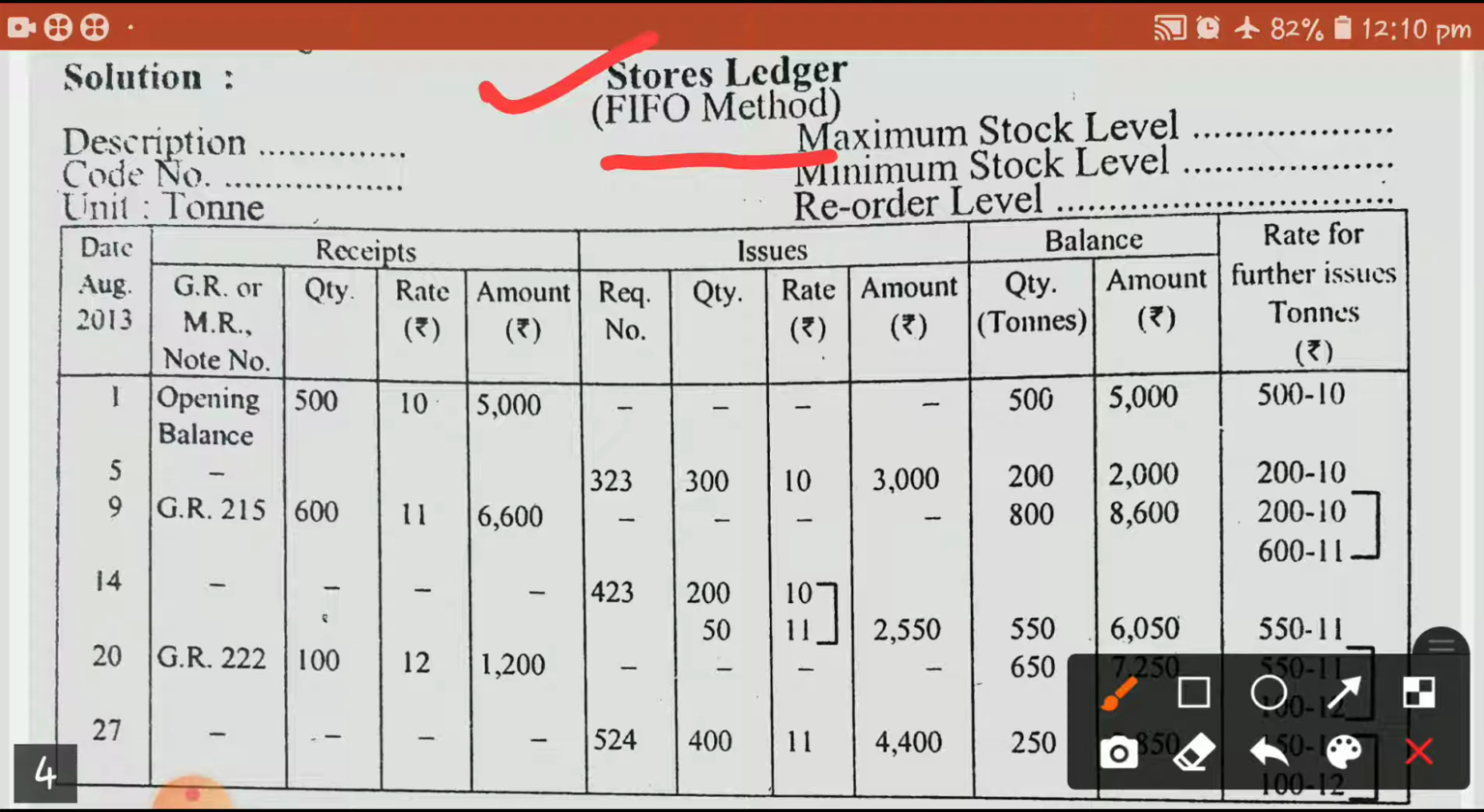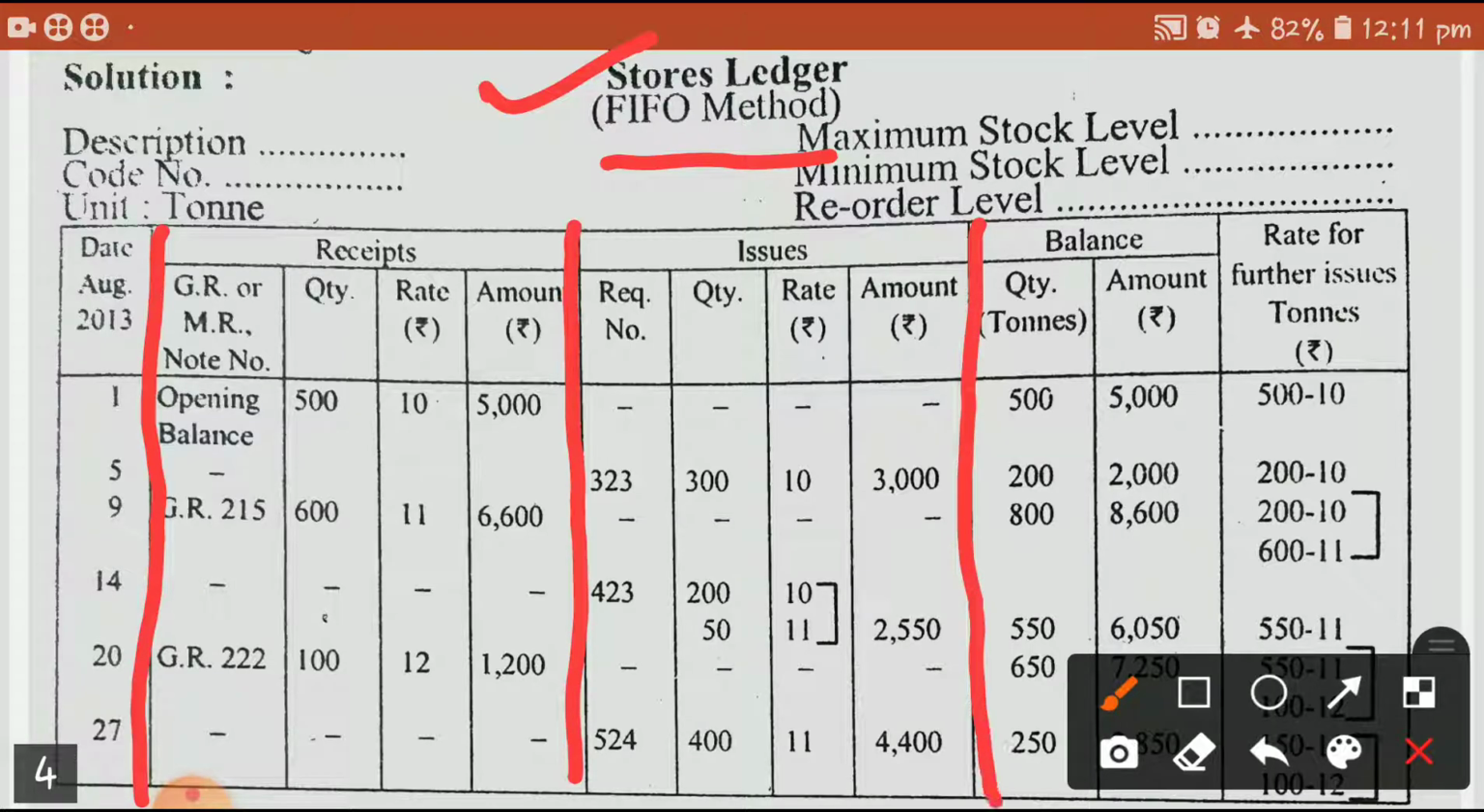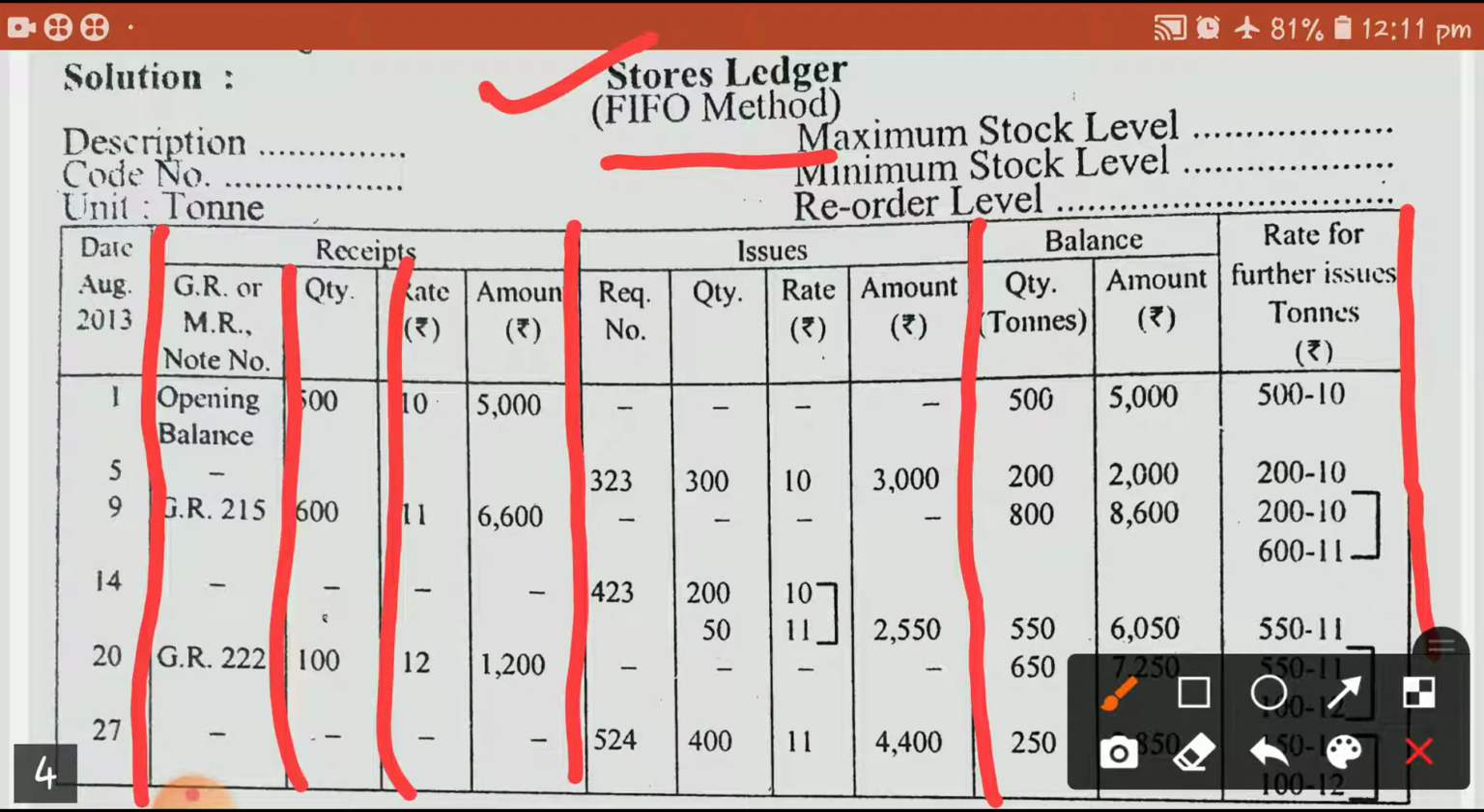First take a page of your register. First draw an outline for the date. Then the remaining portion of your page, after separating the date column, you should divide into three big columns like this. And each column will have separate quantity, rate and amount.